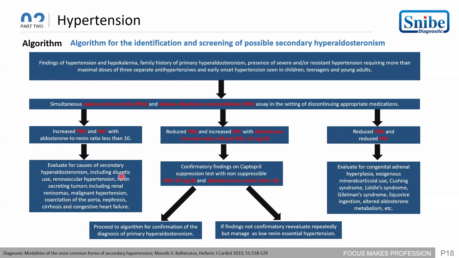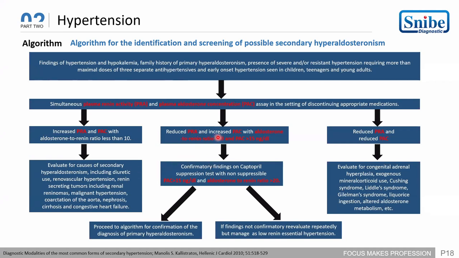So in the first case, when the PRA is increased and PAC is also increased with the aldosterone to renin ratio less than 10, this is evaluation for the cause of secondary hyperaldosteronism, including diuretic use, renovascular hypertension, renin-secreting tumors, malignant hypertension, coarctation of the aorta, nephrosis, cirrhosis, and congestive heart failure.